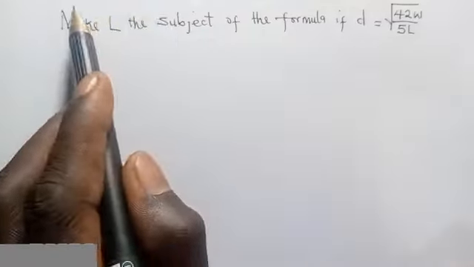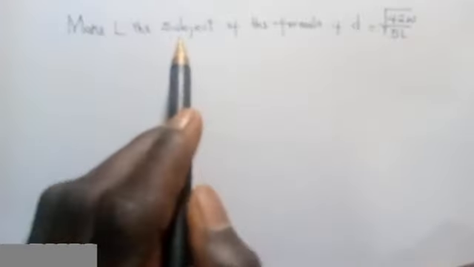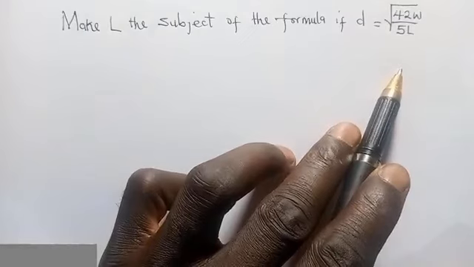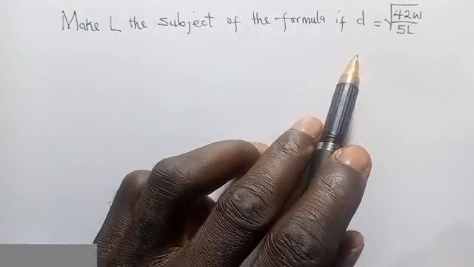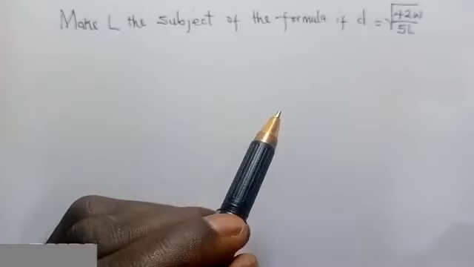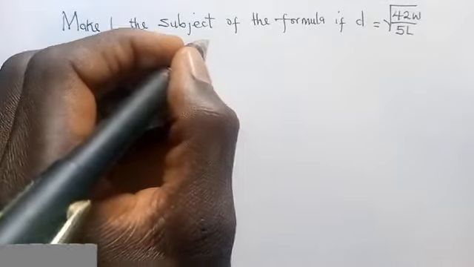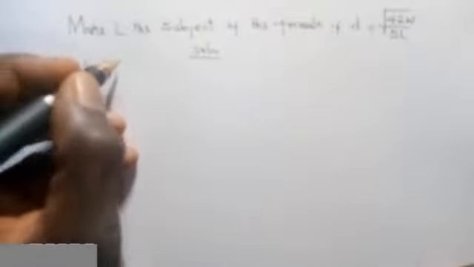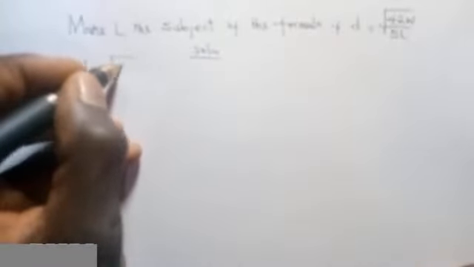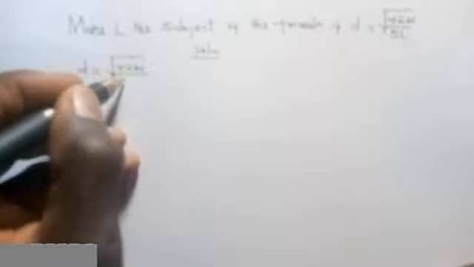Question here is: make L the subject of the formula if D is equal to the square root of 42W over 5L. So to begin with, we'll bring the formula again. We'll have D equal to the square root of 42W divided by 5L.